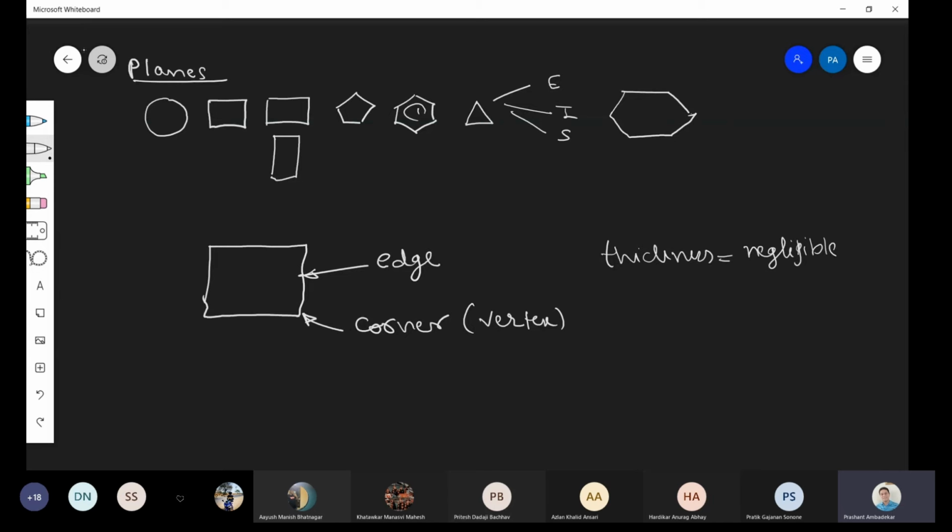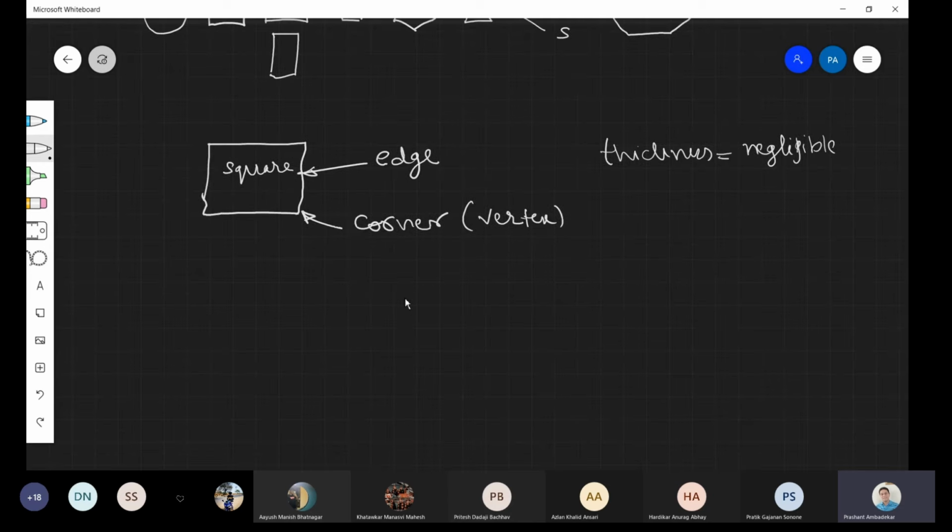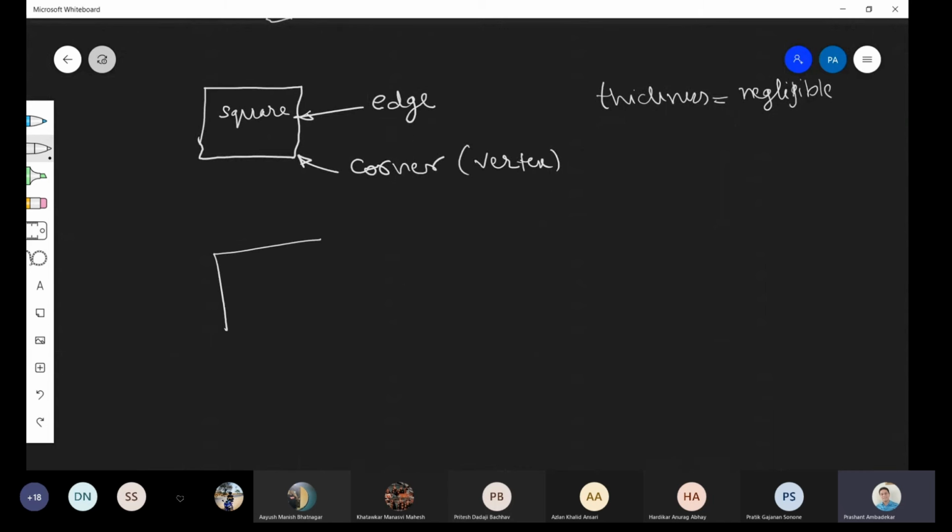Okay, this is vertex. So thickness is, I will not say zero, thickness is negligible. Now, if this is a square, what do you see if it is held like this in front of you? Suppose you are having a book with you, hold it like this in front of the screen. To make things more clear, let me draw the first quadrant.